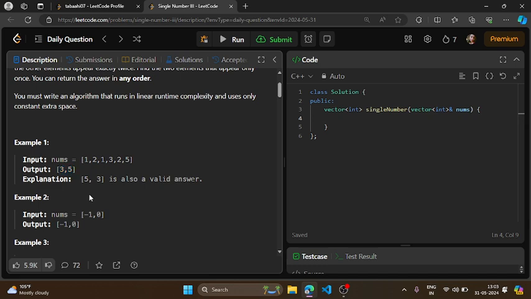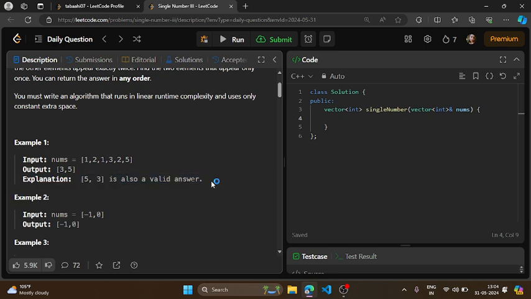Now, if using extra space was allowed, then we could simply use a map, store the frequency of all the numbers, and then easily find how many numbers appear once and how many appear twice, and it would be easy to figure out which are those two numbers which appear once, right? But here we are not allowed to use extra space, so we have to solve the question without using extra space, right?